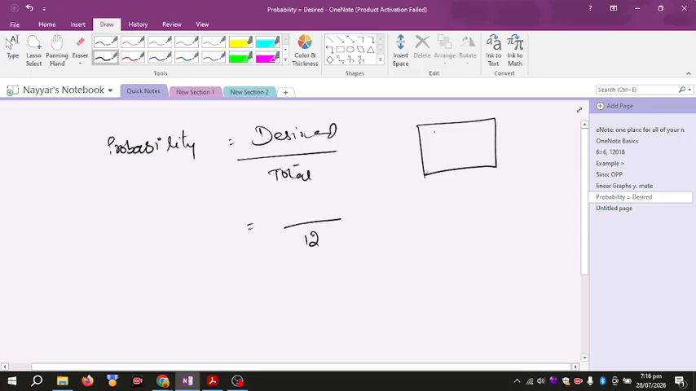So when we talk about red, so these are red, right? And then these are blue, right? And what is the third color they're talking about? Yellow. So there are 4 yellow. So this is the bag.